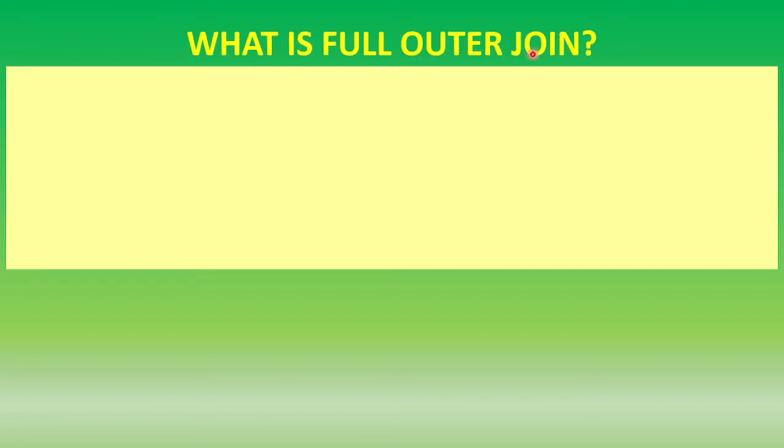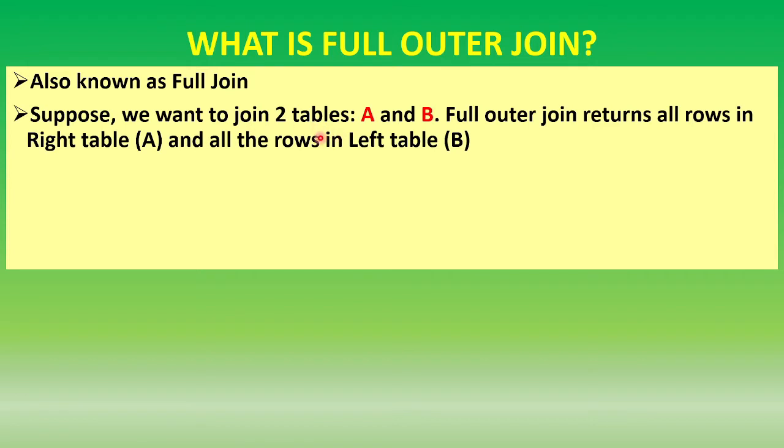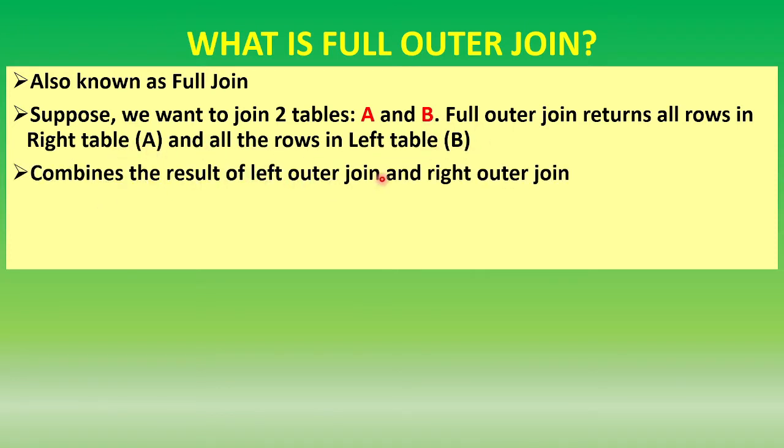So what is full outer join? It is also known as full join. Suppose we want to join two tables A and B. Full outer join returns all the rows in right table A and all the rows in left table B. It combines the result of left outer join and right outer join. So left outer join plus right outer join will give you full outer join. It is a combination of left outer join and right outer join.